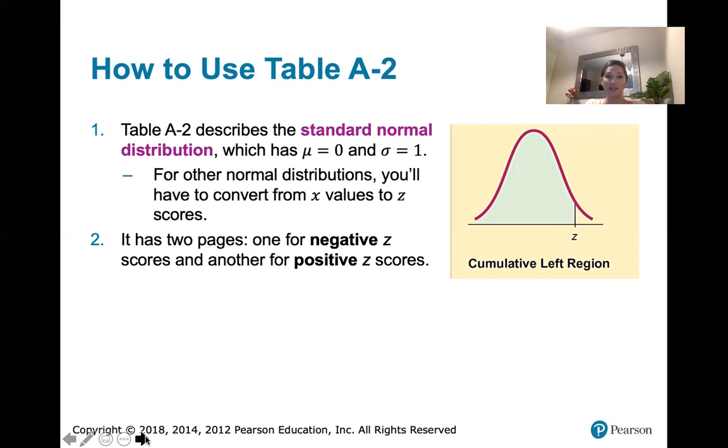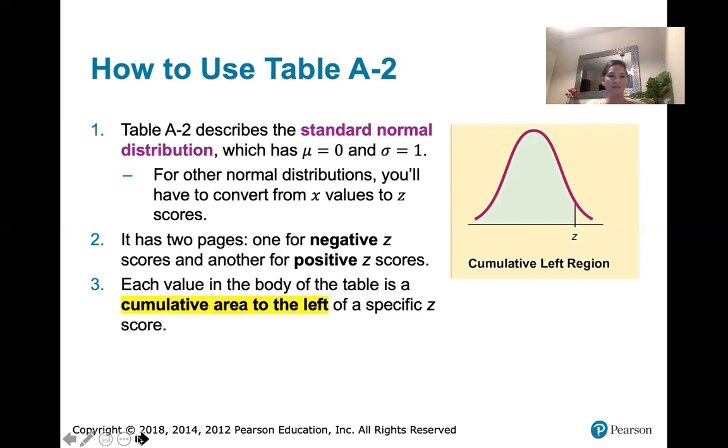Now, table A2 has 2 pages, one for negative z-scores and one for positive z-scores. Positive z-scores are those that lie to the right of the mean. If the z-score is positive, that means you're looking at the number of standard deviations above the mean. So if z was positive 2, you would be looking at 2 standard deviations above the mean. If z is negative, that's a number of standard deviations below the mean. We've got different pages for that, the negative z-scores and the positive z-scores.